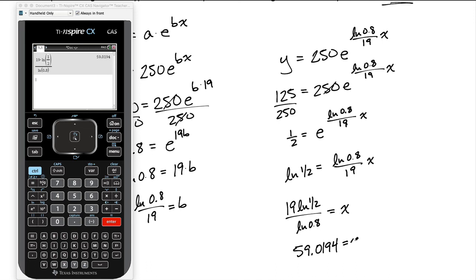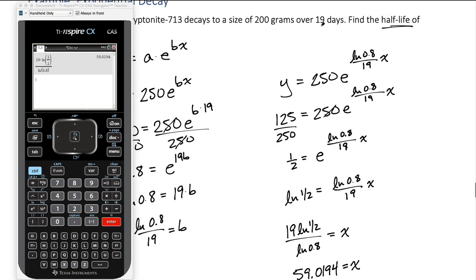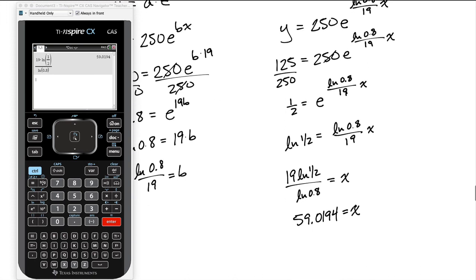59.0194. That's x. Now this, we're measuring x in days because up here we had 19 days, and that's what we plugged in for x. So we're measuring x in days. So the half-life of this fictional substance is a little bit more than 59 days.